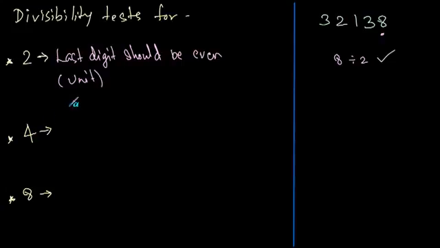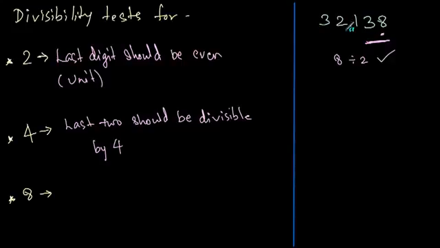Moving on to 4, the condition states that the last 2 digits should be divisible by 4. In this dividend which is given, the last 2 digits are 38. Let's see if 38 is divisible by 4 or not. Let's actually divide it. 4 nines are 36. The remainder is 2. 38 is not divisible by 4.